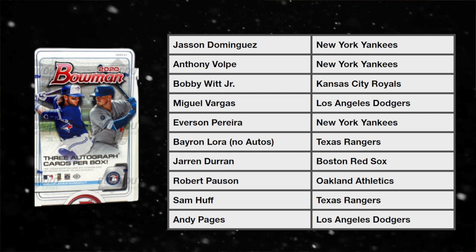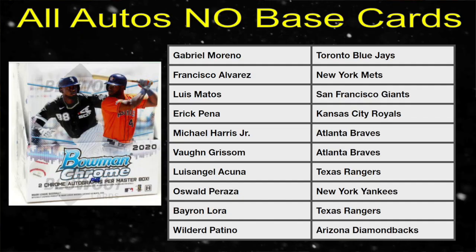Moving into 2020 and starting with Bowman again, we've got the Martian, Jasson Dominguez, Anthony Volpe, Bobby Witt Jr., Miguel Vargas, Everson Pereira, Bayron Lora, although again, just firsts and not his autos. Jarren Duran and Robert Puason kind of round out that checklist. And in 2020 Bowman Chrome, a really underrated set in my opinion, we've got Gabriel Moreno, Francisco Alvarez, Luis Matos, Eric Pena, Michael Harris Jr., Vaughn Grissom, Luis Angel Acuna, and Oswald Peraza. Side note here, Bayron Lora does have autos in this one.